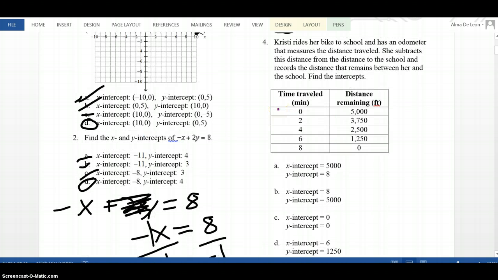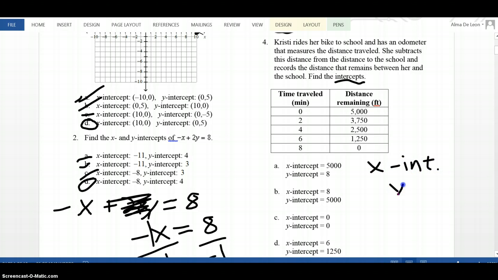Let's look at number 4. Kristen rides her bike to school and has an odometer that measures the distance traveled. She subtracts this distance from the distance to the school and records the distance that remains between her and the school. Find the intercepts.